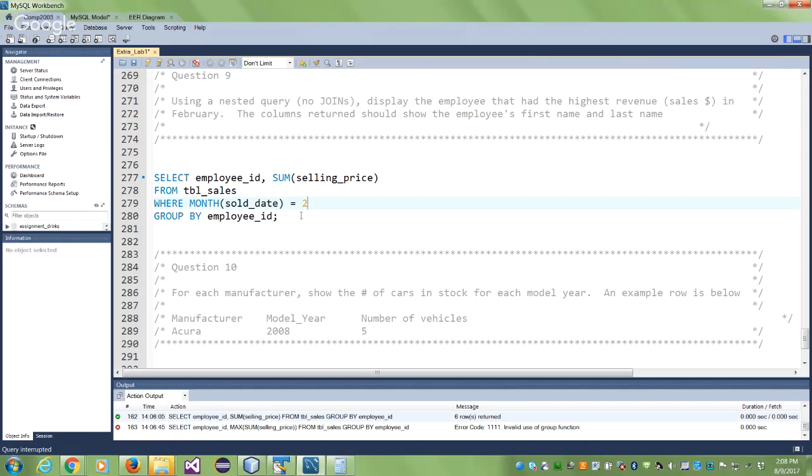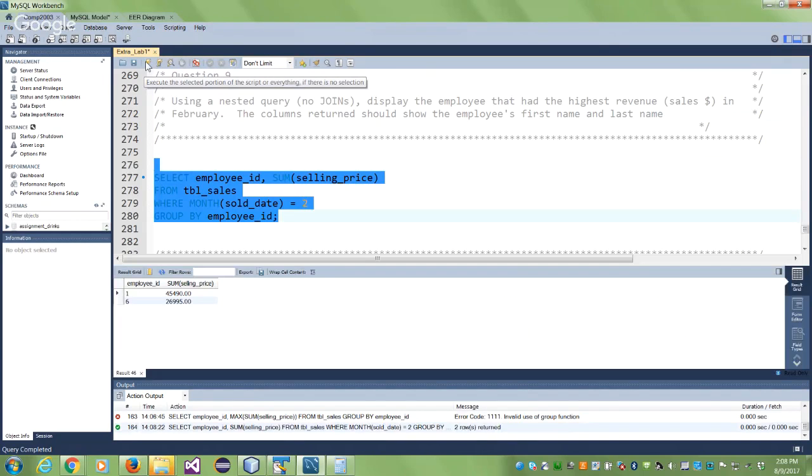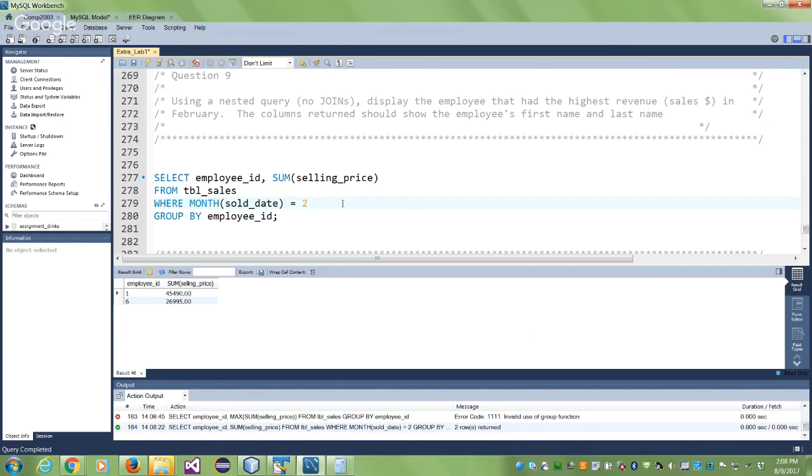Now what? So only if the sales were done in February, right? Okay, so that looks okay. Now what do we want? Using a nested query, display the employee that had the highest revenue. So you can limit by 1, right? The first one. But the only problem is what if there are more than 1 people? No, you just sort it. But keep in mind, two people could have the highest. Same thing in cookie sales. Two people could have the highest. It could be logically. But you find the value.